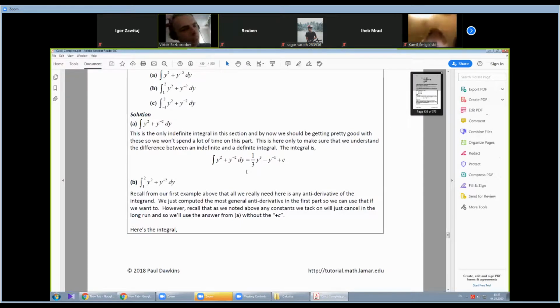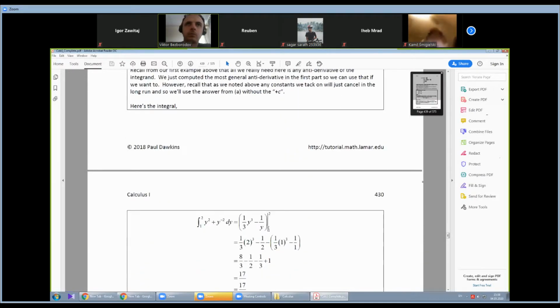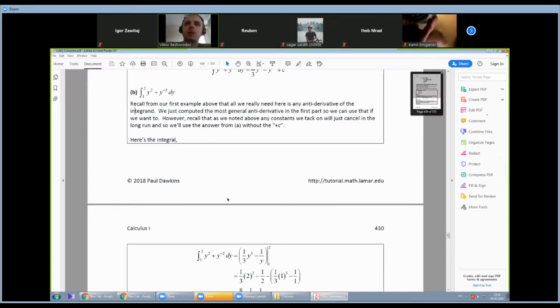No matter what integral, whether definite or indefinite integral you consider, this function under the integral is called the integrand. So this is the integrand, the function that is being integrated, right? In this case, it's y squared plus y to the minus 2. And this is, by the way, how you write it.